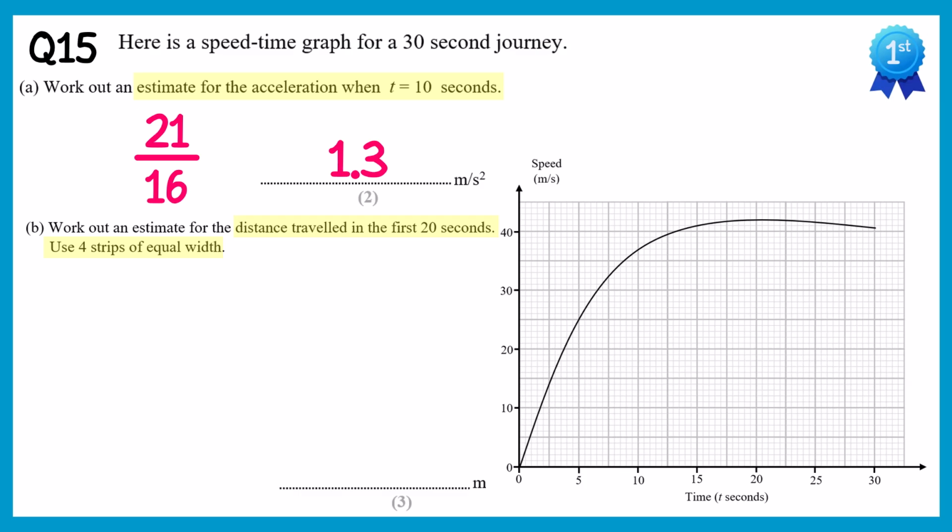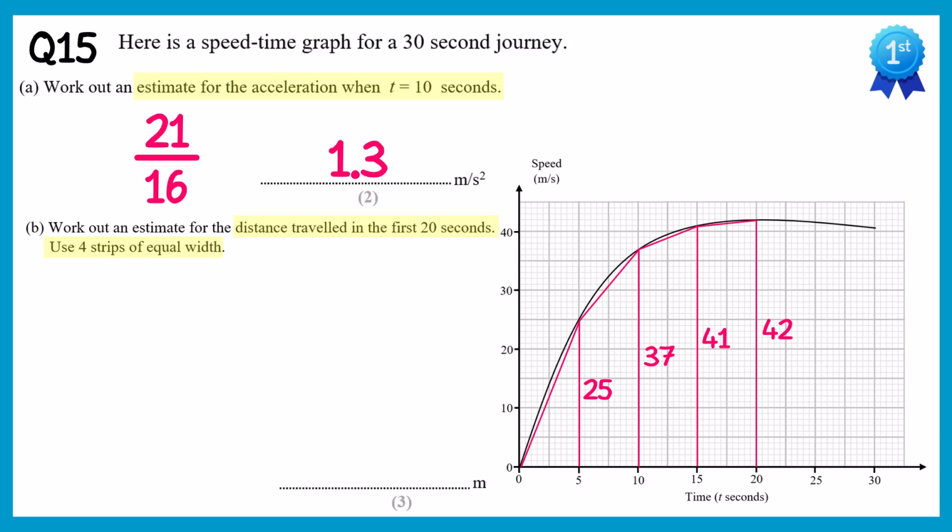This means we're going to draw a vertical line every 5 seconds up to 20 seconds. We then connect together the tops of each of these lines like this, and this is the area that we're going to find. You can see it's made up of 1 triangle and 3 trapeziums. Before I do this, I'm just going to write down the lengths of all of those vertical lines. The one at 5 seconds is 25, the one at 10 seconds is 37, the one at 15 is 41, and the one at 20 is 42.